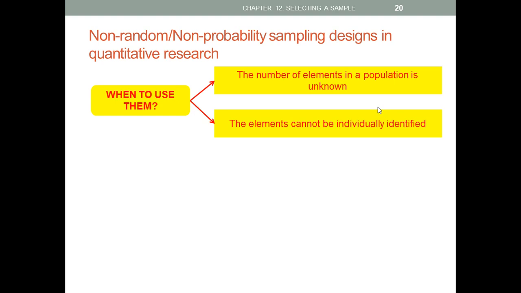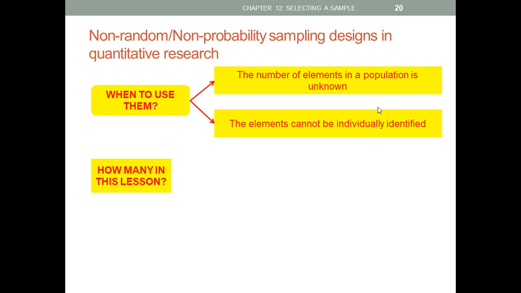We wish to use random or probability sampling designs because it's a superior design. It's a better design, a better option, a better choice, because we are able to generalize the research results from our small sample to the target population. But as stated, sometimes a researcher has no such luxury.